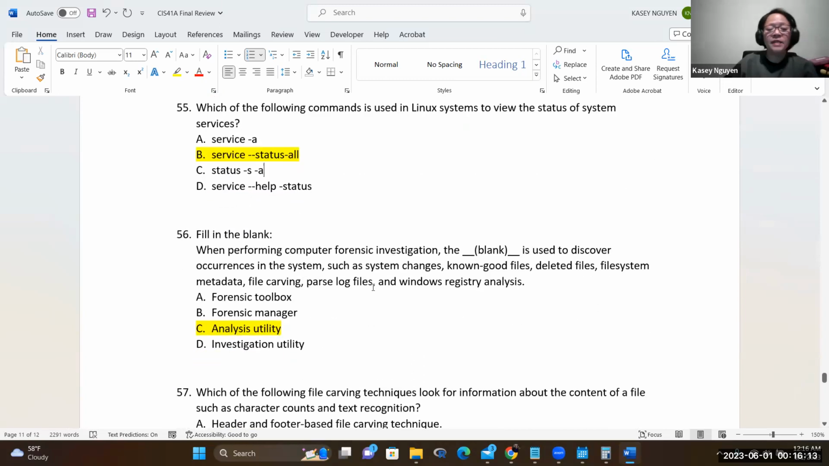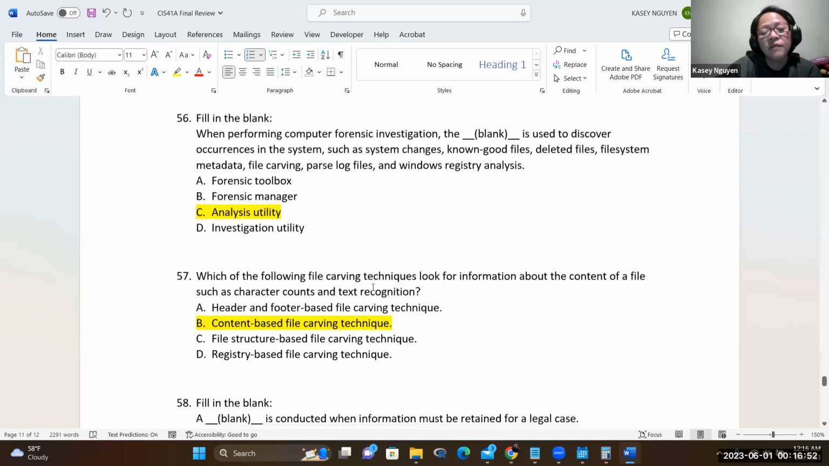Fill in the blank for 56. When performing a computer forensic investigation, the blank is used to discover occurrences in the system, such as system changes, known good files, deleted files, file system metadata, file carving, parse log files, and Windows registry analysis. We can use an analysis utility, and that can be named differently in the industry. Analysis utility can be OS Forensics, FTK, etc. Those are toolkits, but they are part of the analysis utility. So C for 56.